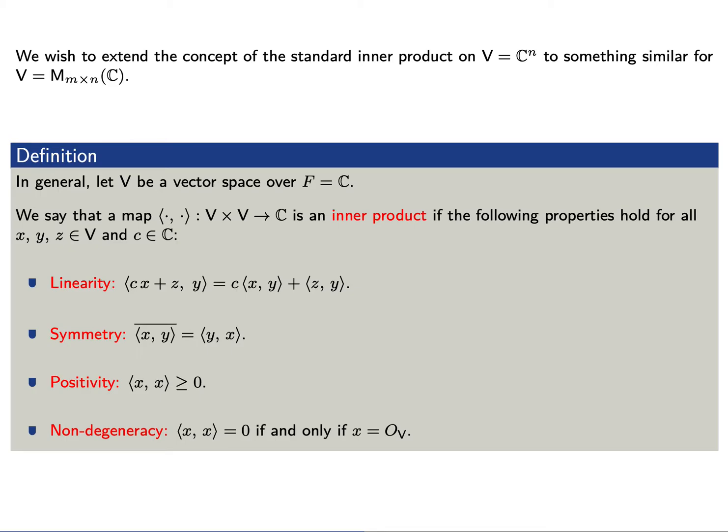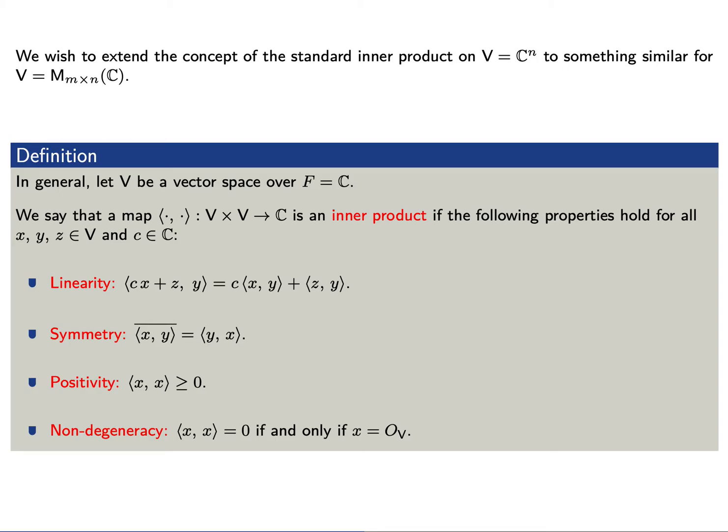The inner product of cx plus z and y is equal to c times the inner product of x and y plus the inner product of z and y. Second, we have symmetry. That is, the complex conjugate of the inner product of x and y is equal to the inner product of y and x. Third, we have positivity. That is, the inner product of x with itself is a non-negative real number. And finally, we have non-degeneracy. That is, the inner product of a vector x with itself is equal to 0 as a scalar, if and only if x is equal to 0 as a vector.